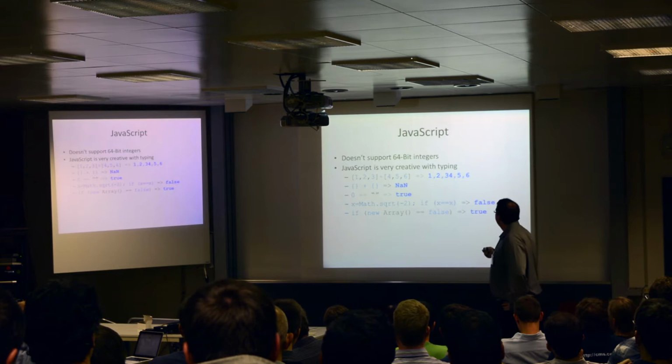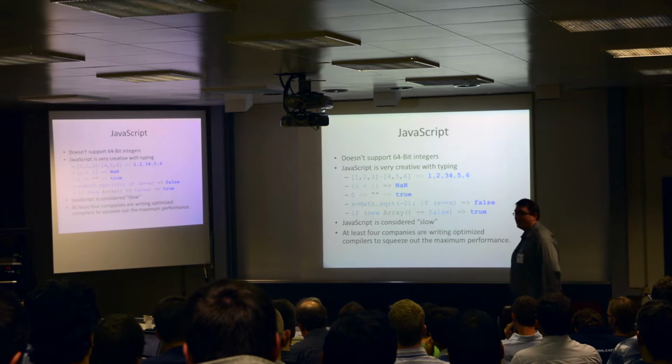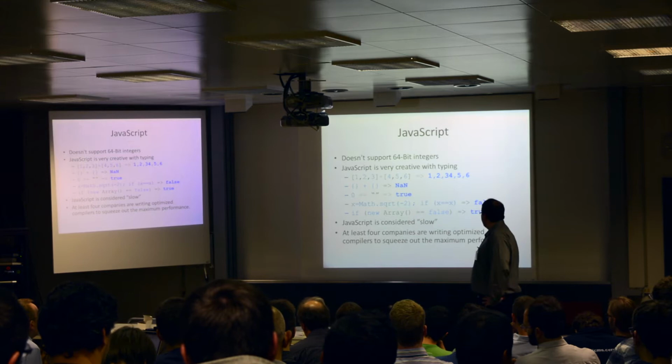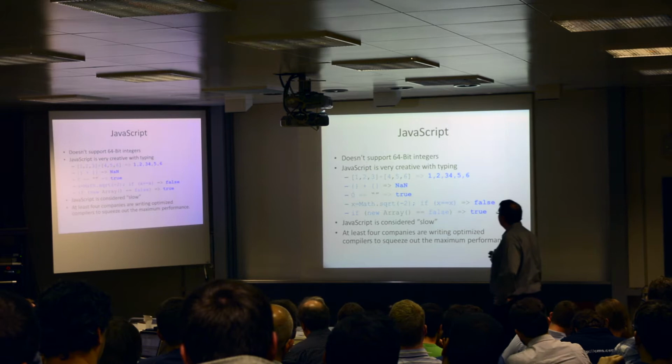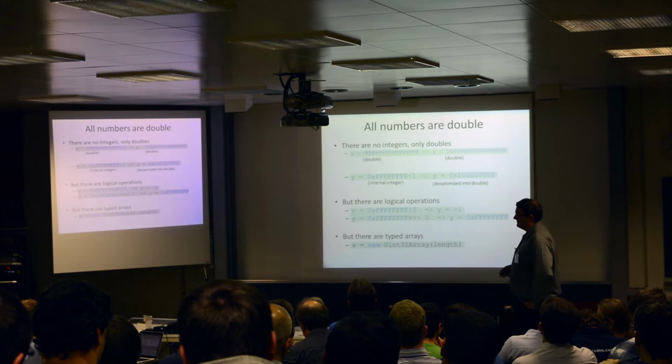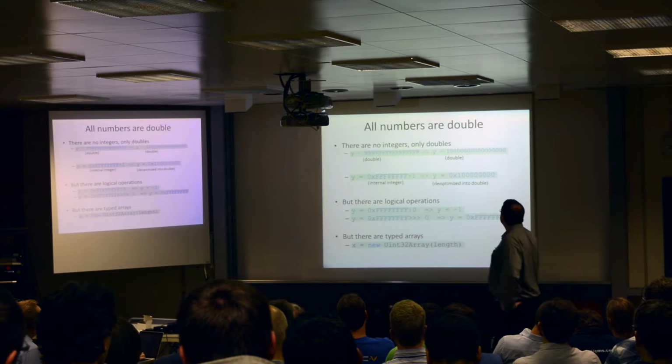Good. JavaScript is considered slow. Whether this is true or not is difficult to say. A lot of work is done on this. Actually, at least 4 companies in the world spend billions every year to optimize JavaScript, and they did an awesome job, I would say, to speed up the maximum performance. So if you do it right, and I'll show you how to do it right, you can definitely do it well. One problem when you want to emulate such a processor is that all numbers are doubles. There are no integers. You have, for example, this number here, and then you can plot it, and you can see it's just rounded.